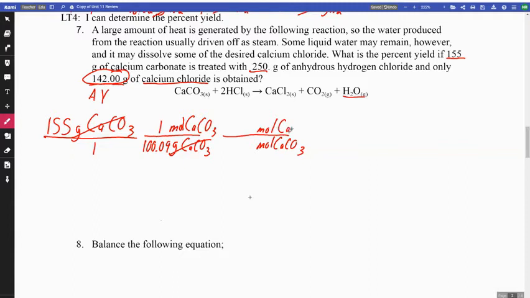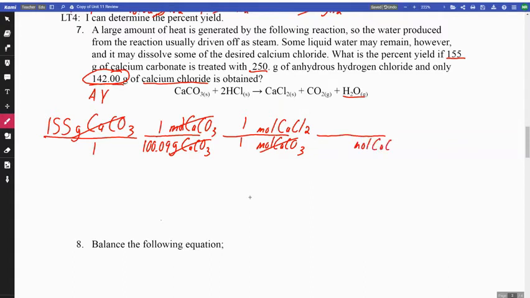So moles CaCl2. This is our molar mass, I'm sorry, mole ratio. So we use our coefficients, which is 1 and 1. Moles of that cancels out. Moles of this is left. That's not where we want to be. So we do another conversion factor.